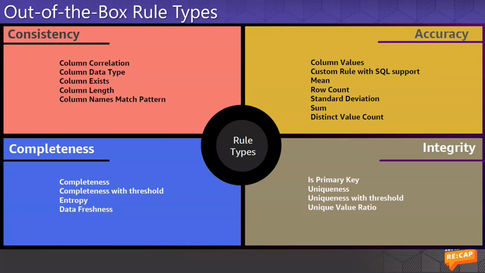So if none of the out-of-the-box rule types really meet your need, you can go ahead and write a SQL that summarizes or encapsulates the logic that you need for your custom rule, and then make it part of the same rule set as well. You don't need to separately evaluate that custom rule. You can make it part of the same DQDL rule set.